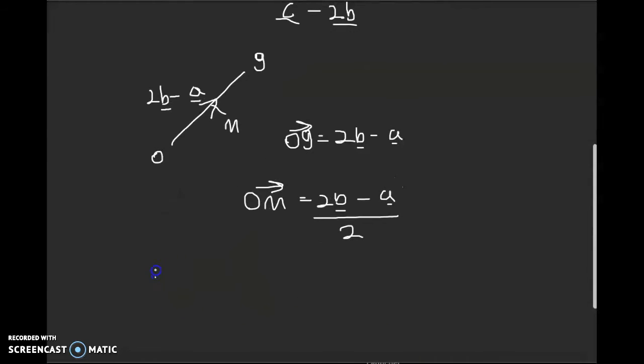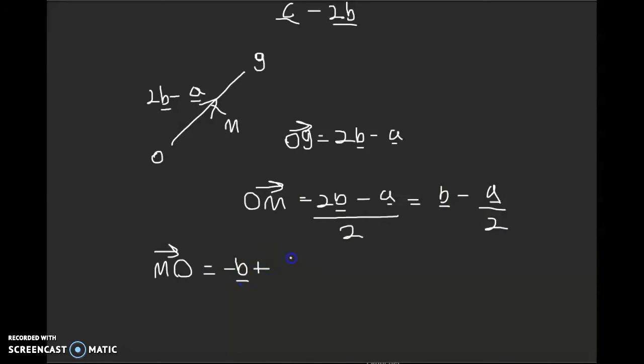So as we were looking before, let's say I wanted to find MO. First I'm just going to simplify OM. That would give you B minus A over 2, 2 divided by 2. And therefore MO would be equal to minus B plus A over 2, as it's going in the opposite direction to OM. I'm just going to rewrite that as A over 2 minus B.